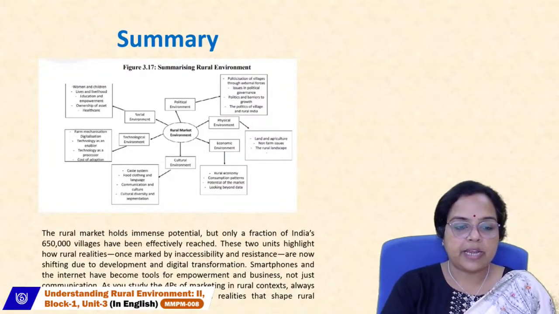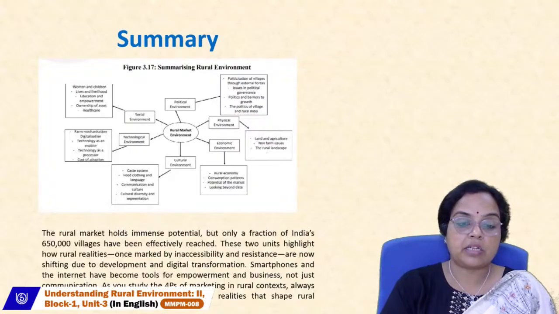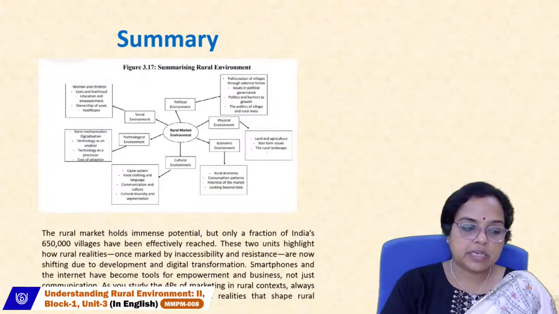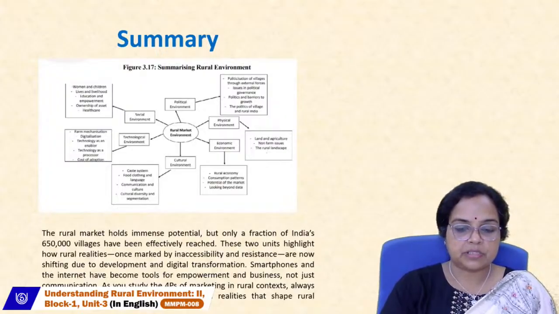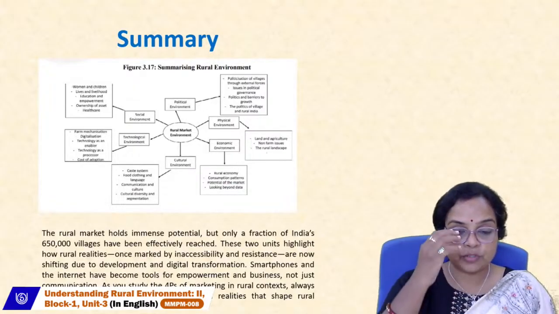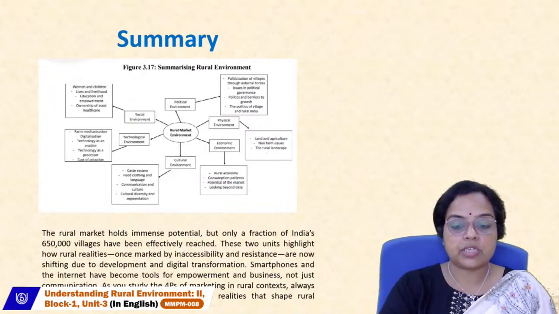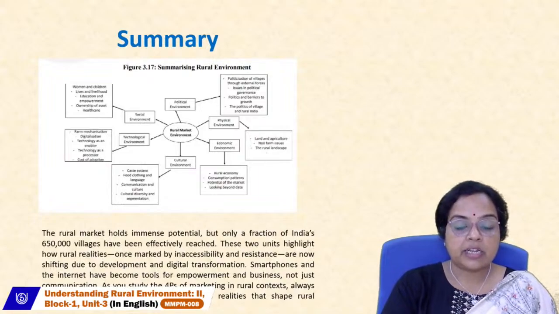These two units highlight how rural realities, once marked by inaccessibility and resistance, are now shifting due to development and digital transformation. Smartphones and the internet have become tools for empowerment and business. People are now using smartphones, as discussed. They are exposed to the internet and to information, so they are taking their decisions based on that information, not just communications.